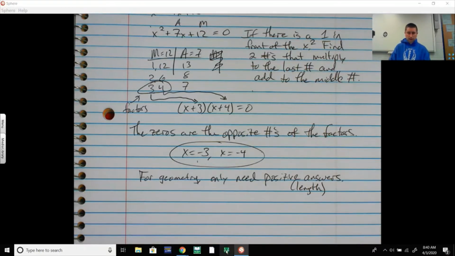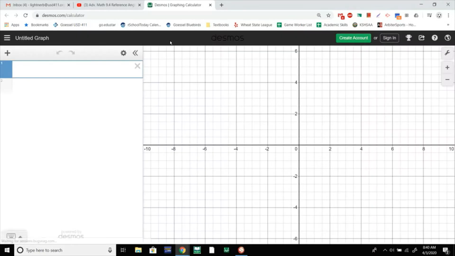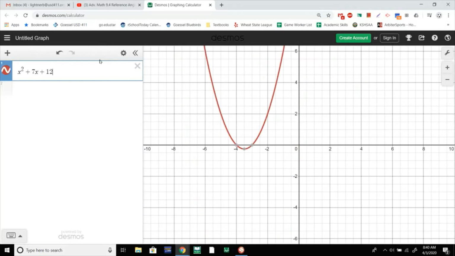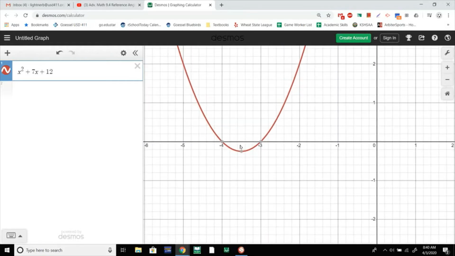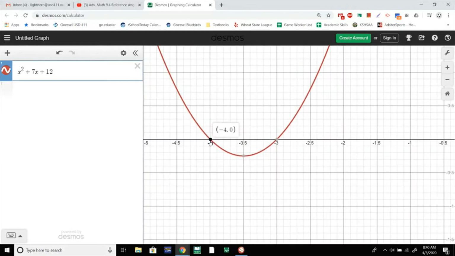So another way to look at this is a graph. So good old Desmos. And if you graph it, you're looking for your x-intercepts. So x squared plus 7x plus 12. What's pretty cool is look at where your x-intercepts are, negative 3 and negative 4. Okay, those are your zeros. Those are your solutions. That's where the function equals 0. So this is a function right here. This is where it's equaling 0. Okay, so negative 3 and negative 4.